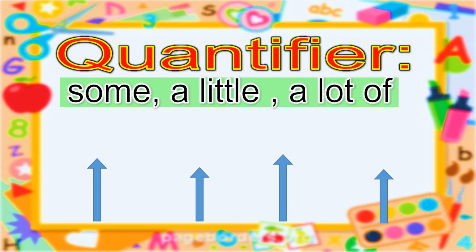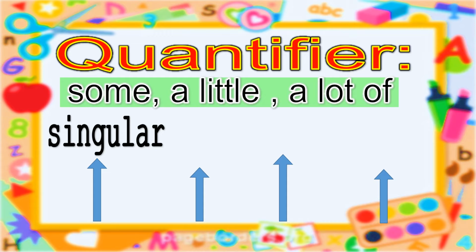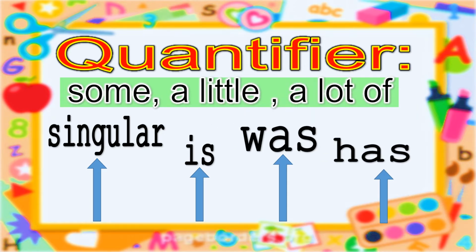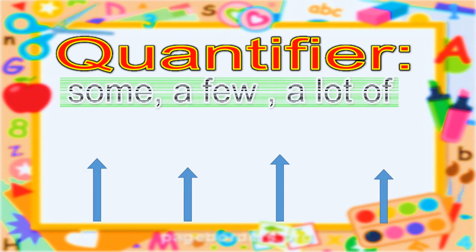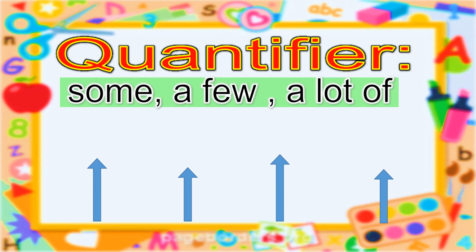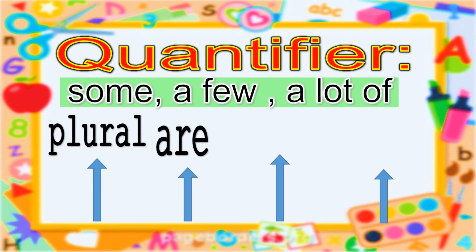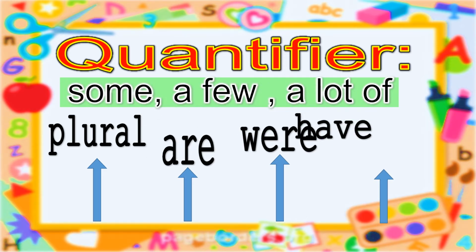We use them if our noun is singular or only one, and if in our sentence there is the word is, was, and has. Now there are other quantifiers like some, a few, a lot of. Now these three quantifiers are used if our noun is in plural form, which is two or more. We have a lot of nouns. If we are using the word are, were, have.